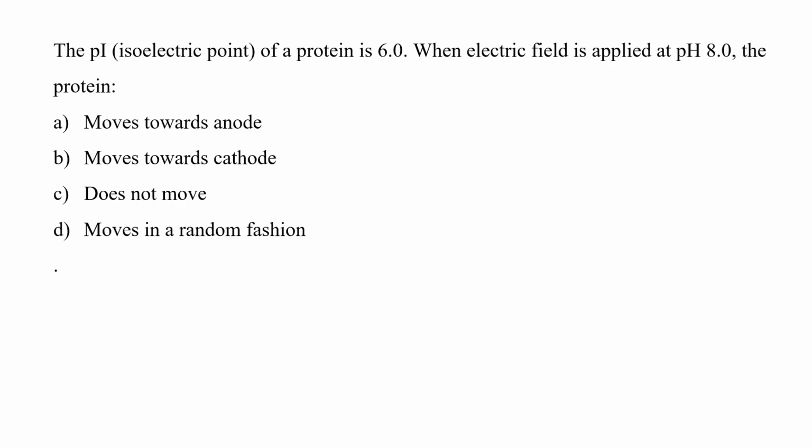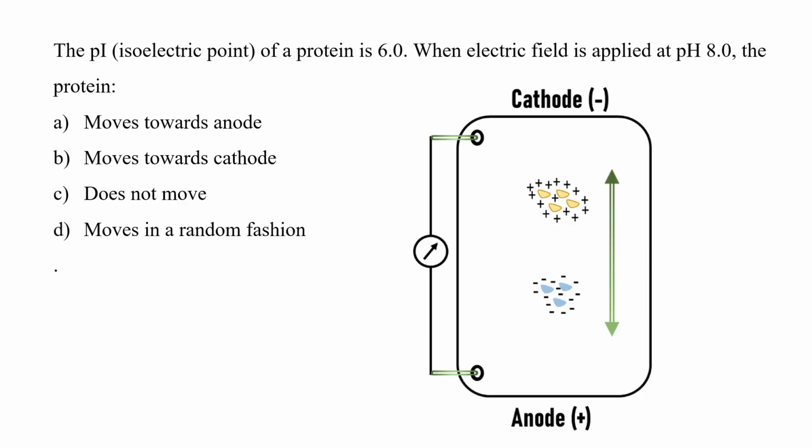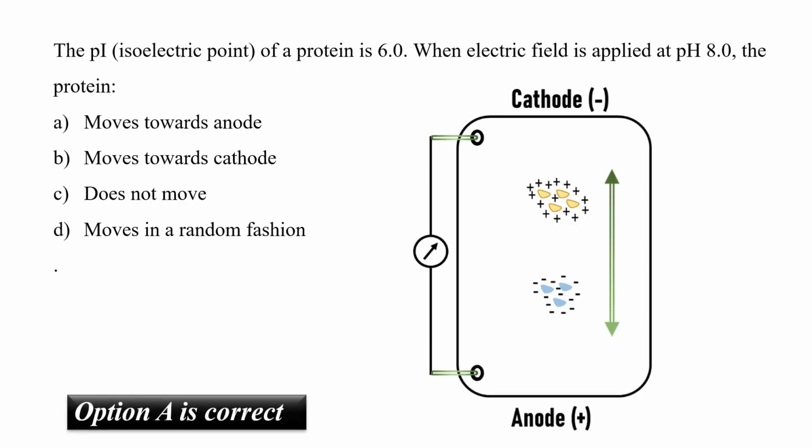When you keep any protein at a very low pH, the protein develops a net positive charge, while if you keep any protein at an alkaline pH, it develops a net negative charge. So this protein whose pI is 6, if you keep it at pH 8, is bound to develop a net negative charge. So definitely it will be attracted towards the positive electrode, that means the anode. So the protein at pH 8 will be moving towards the anode.